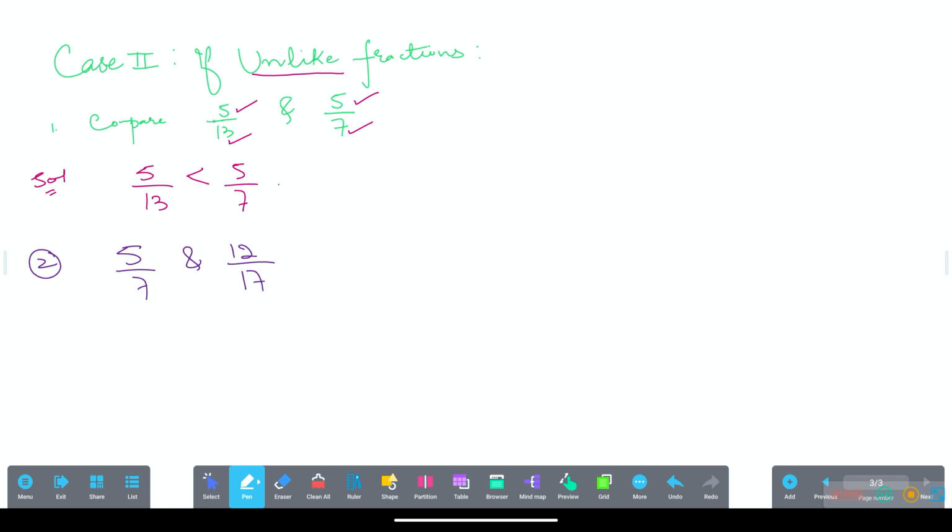In such a case, when neither numerator nor denominator is the same, what are you supposed to do? The first thing you have to do is make their denominators the same. The best and the general way of making denominators equal is to take the LCM of the denominators. Whatever the LCM of the denominators comes out to be, we will make that LCM the denominator of the first fraction and the same LCM the denominator of the second fraction. So first I will write the solution here.